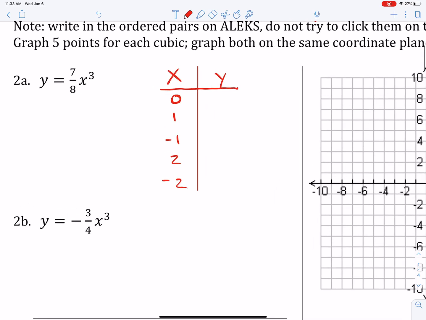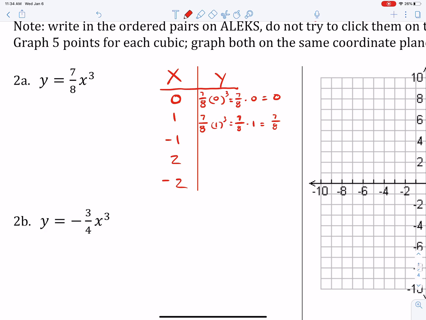I am going to plug 0 in for x. So what I would get is 7 over 8 times 0 to the third power. I have to use order of operations here, so I have to deal with the exponent first. 0 to the third power is just 0. So I get 7/8 times 0. Well, that's just 0. For 1, I get 7/8 times 1 to the third power. Well, 1 times 1 times 1 is just 1. So I get 7/8 times 1, and that just gives me 7/8.